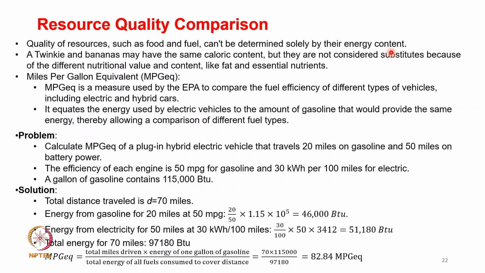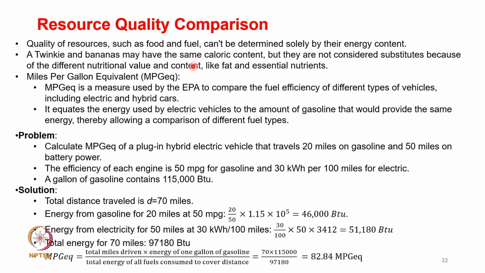The quality of a resource such as food and fuel can't be determined solely by its energy content, because look at Twinkies and bananas. They have the same calorific content, but they are not considered to be substitutes because of the different nutritional value and content, like fat and essential nutrients. So there is some way to do this calculation.